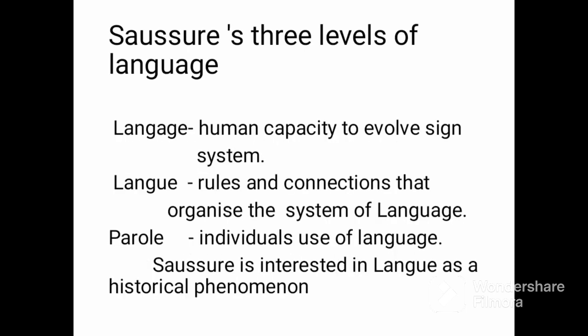Saussure has devised 3 levels of language. One is langue, the rules and connections that organize the system. The second one is parole, individuals' use of language. And the last one is langage, the human capacity to evolve a sign system. Saussure is interested in langue as a historical phenomenon.